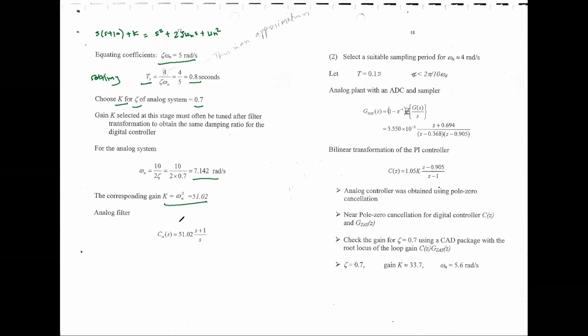So our analog controller, since it was K times (s plus 1) over s, where we chose I as 1, is now 51.02 times (s plus 1) divided by s. This is our analog controller, and our analog plant is given in the previous page. Now let's see how this analog controller performs when we run a step simulation. For that, let me switch over to MATLAB.